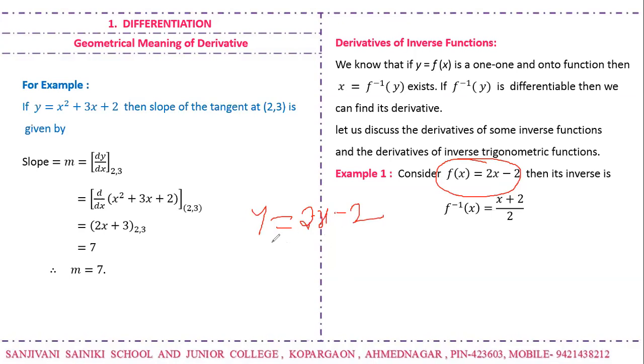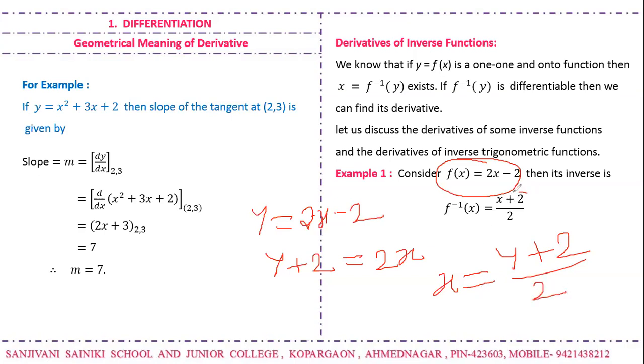I will take this minus 2 to this side. I will get y plus 2 is equal to 2x. So in the next step, I will write x is equal to y plus 2 divided by 2. So this is nothing but our inverse function. I am replacing just y by x. In this way we can find the inverse of the given function. It is very important, and we have to find the inverse function of so many functions. So keep studying.